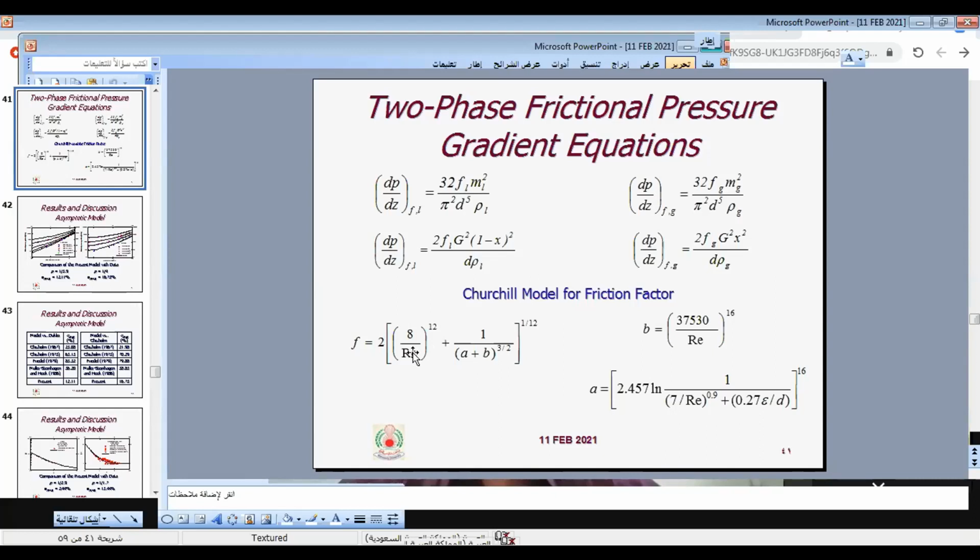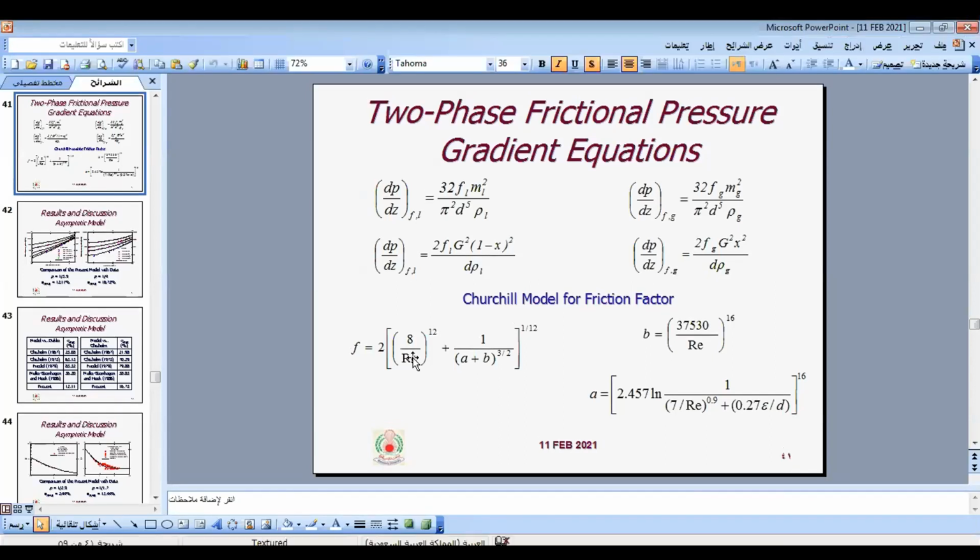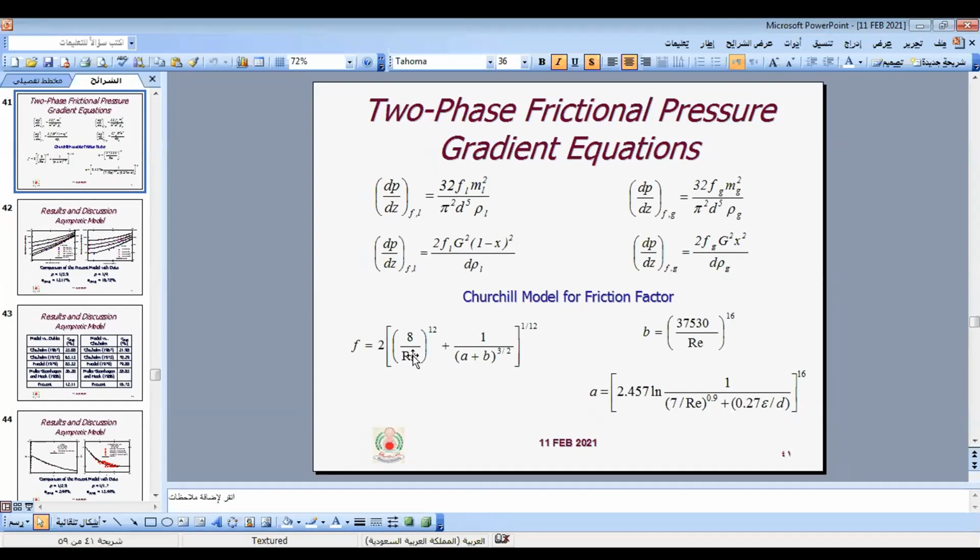If you remember, for laminar flow in a circular pipe, friction factor is equal to 16 over Reynolds. But if the shape is not circular, this constant value is different. For example, for the case of a square duct in the laminar region, friction factor is equal to 14.23 divided by Reynolds number.